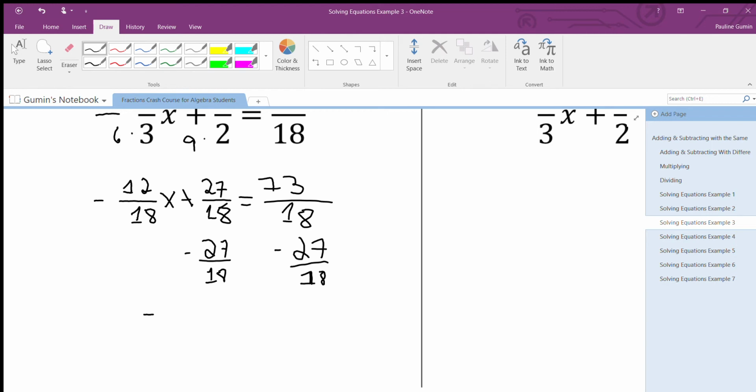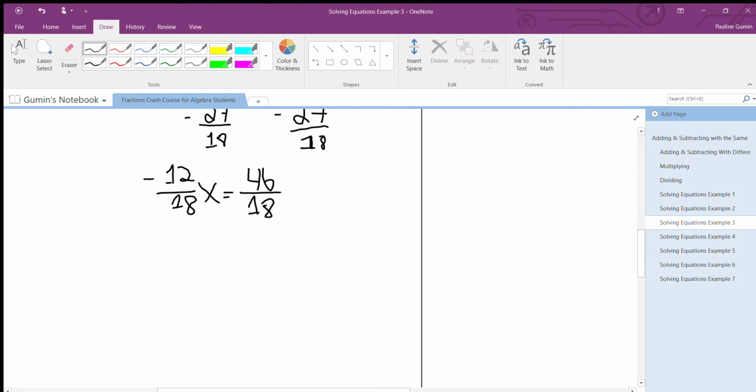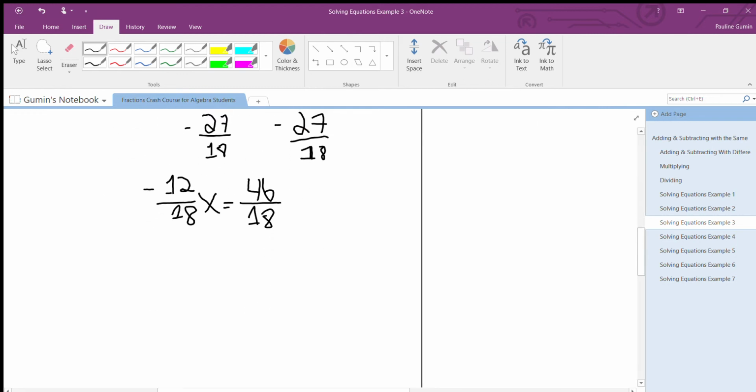So we have that negative 12 over 18 x equals 46 over 18. Yes, 46. And then I'm going to finish by multiplying both sides by that reciprocal, negative 18 over 12.